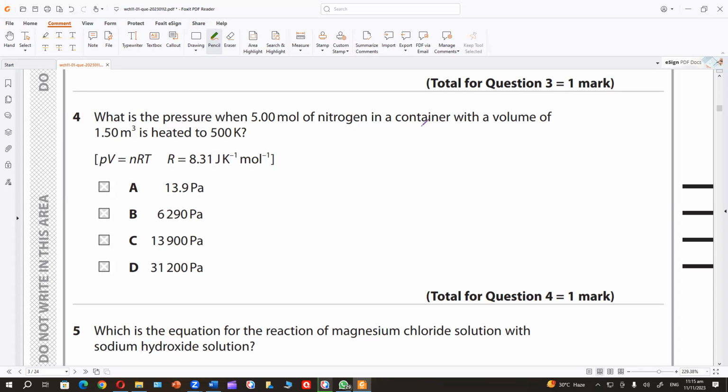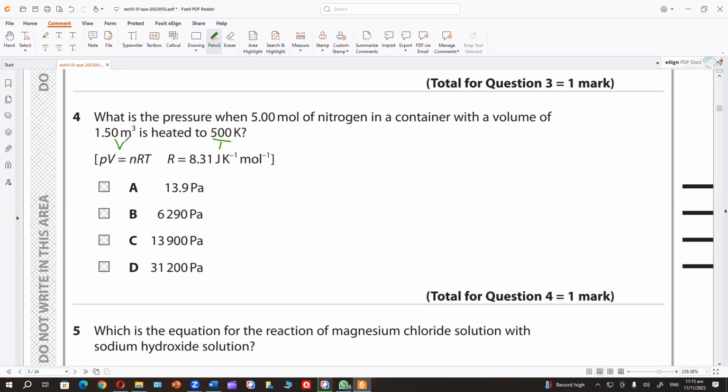We have the equation PV = nRT, and we have the value of R in our hand. It says 500 Kelvin. The volume is given and 500 Kelvin is given, so we have that. I'm going to convert the volume into dm cube first.